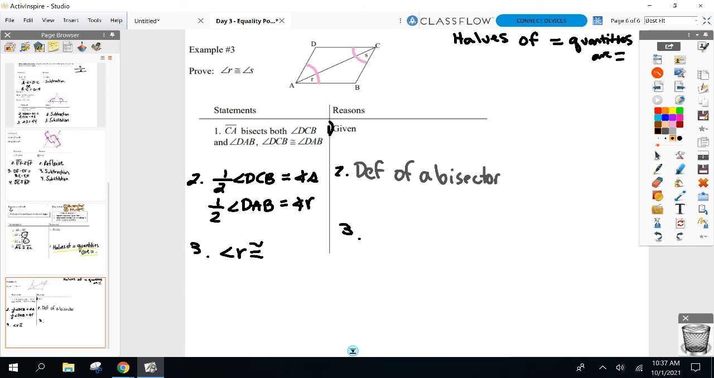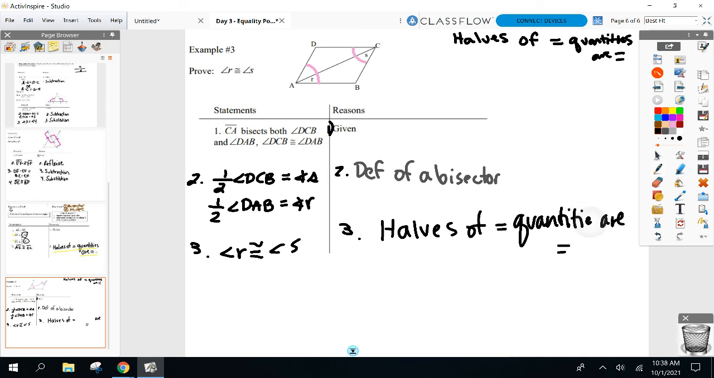Whoa, substitution. No. There's no duplicates up here. This is my reason. Jackson. It's halves. Look at what, guys, read what you did in step 2. You're taking halves of, what do you know about the angles you're taking halves of? They're equal. Halves of equal quantities, which we called R and S, are equal. It's no substitution, no addition, no nothing. Just halves of equal quantities are equal.